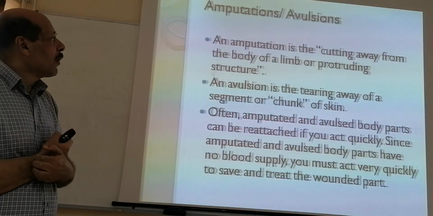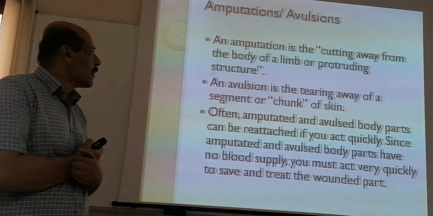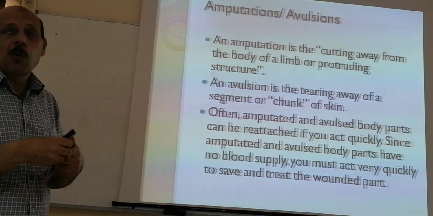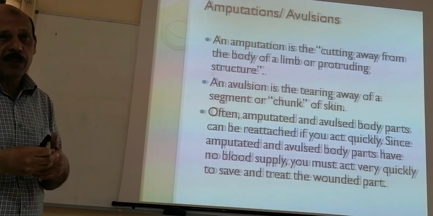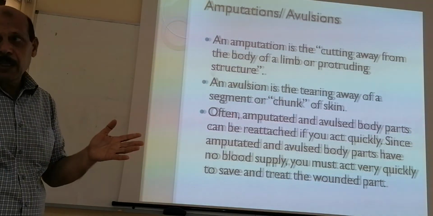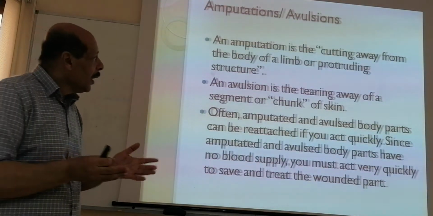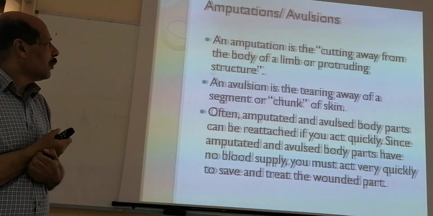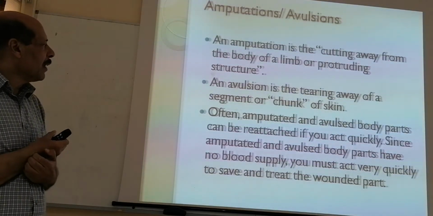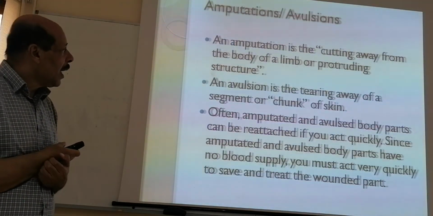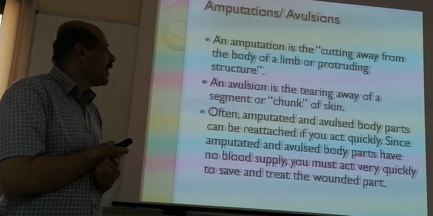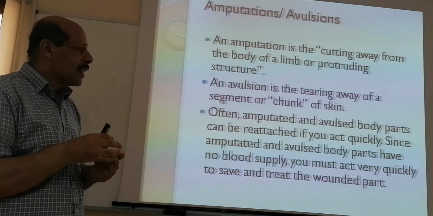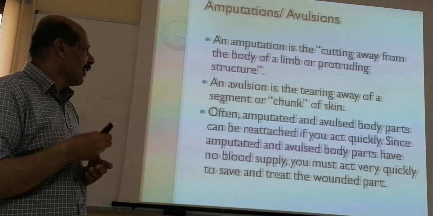The amputation or avulsions. Amputation is cutting away. It is a complete cut, the amputation of any body part from the body, of the limb or any structure. An avulsion is tearing away of a segment of the skin so that it will be hanging.